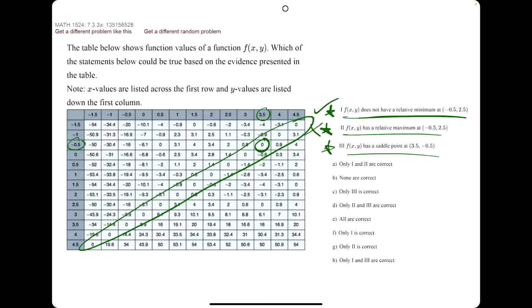So in fact, they could have sent us here, here, here, here, any of those zeros, and those are all locations of the saddle. The saddle point lies on all these zeros here. And so in this case, F does have a saddle point at that location, so that is a true statement. 1 and 3 are correct, so H is our answer, and we're done.